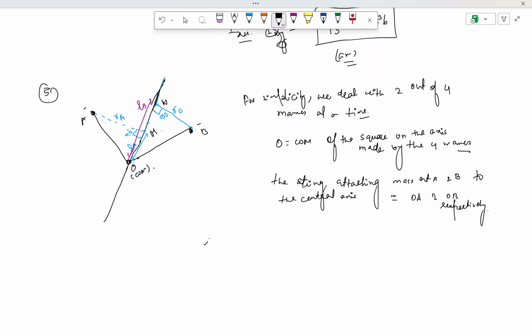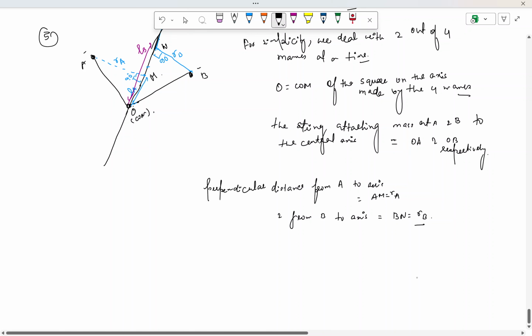Okay, and the perpendicular distances from A to the central axis is AM, that is taken as RA, and the perpendicular distance from B to the central axis, that is BN, is RB, and the distance from O to M is taken as LA and O to N is taken as LB.